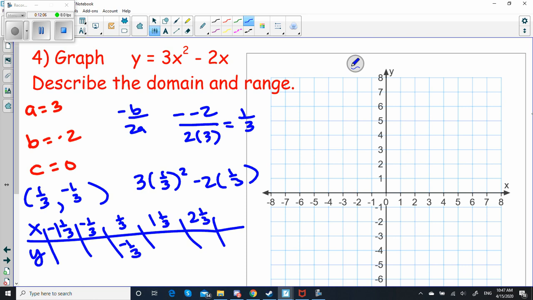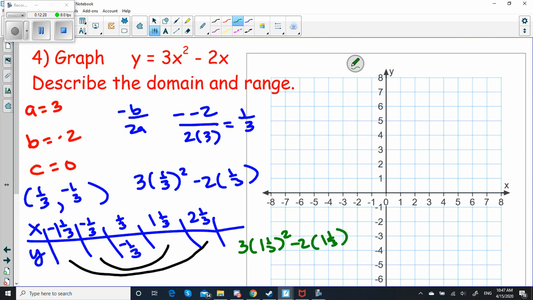Okay, and remember, you don't have to plug all that. You only have to do the one side, whether you choose the big or the small. I think I'm going to choose the big side. I think it will be easier because there's no negatives. All right, so let's plug. So 1 1/3. So 3 times 1 1/3 squared minus 2 times 1 1/3.